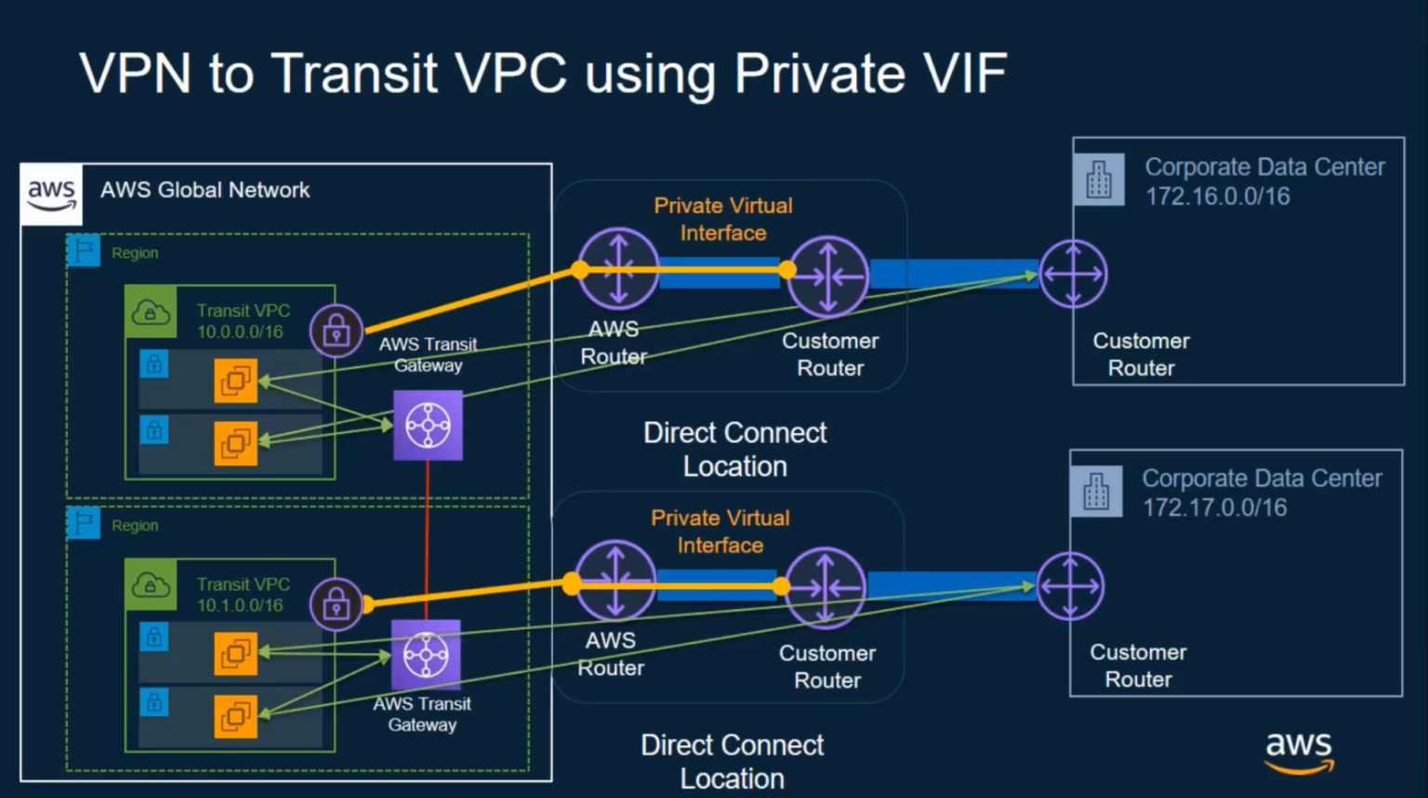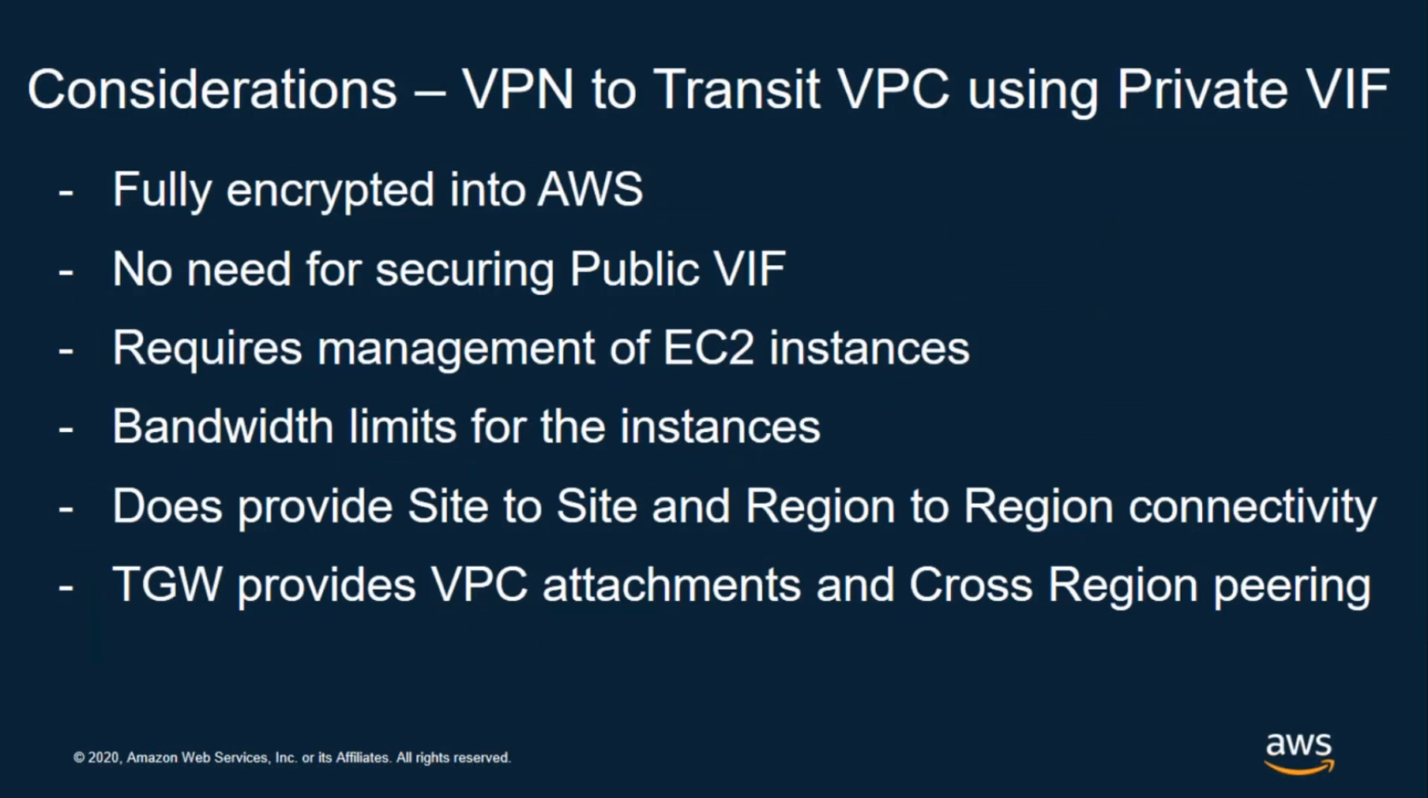If the internal policies require that some sort of communication is blocked, that is something that can definitely be done. Some of the considerations with this approach are that the traffic is also fully encrypted into AWS. In this case, there is no need for securing the public virtual interface because all of this will be performed through the private virtual interface. It does require management of EC2 instances with third-party software. And we need to take into consideration the bandwidth limits for the instances. So in this case, we have bandwidth limits for the type of instances, but also the software itself might impose some sort of limits. So it's very important to test this before deploying so that we know what to expect.